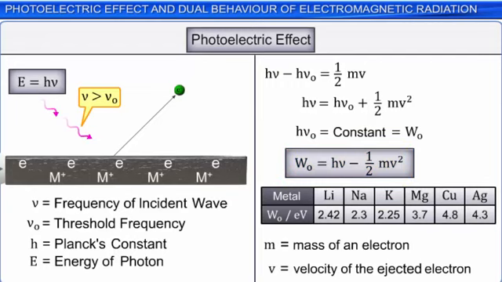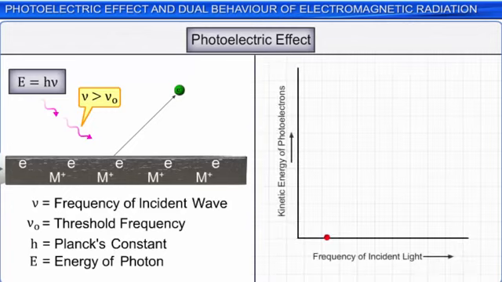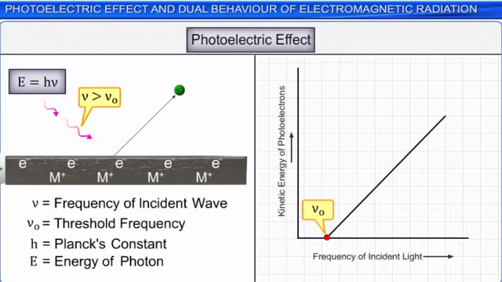Hence, if the energy possessed by the photon is high, the energy transferred to the electron is also high, and hence the kinetic energy of the ejected electrons is also high. In other words, greater is the frequency of the incident light, greater is the kinetic energy of the ejected electron as shown in this graph.